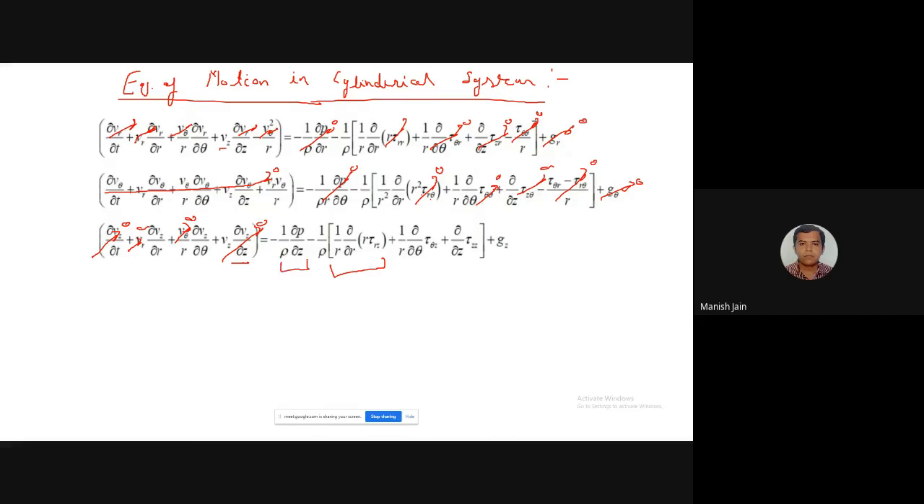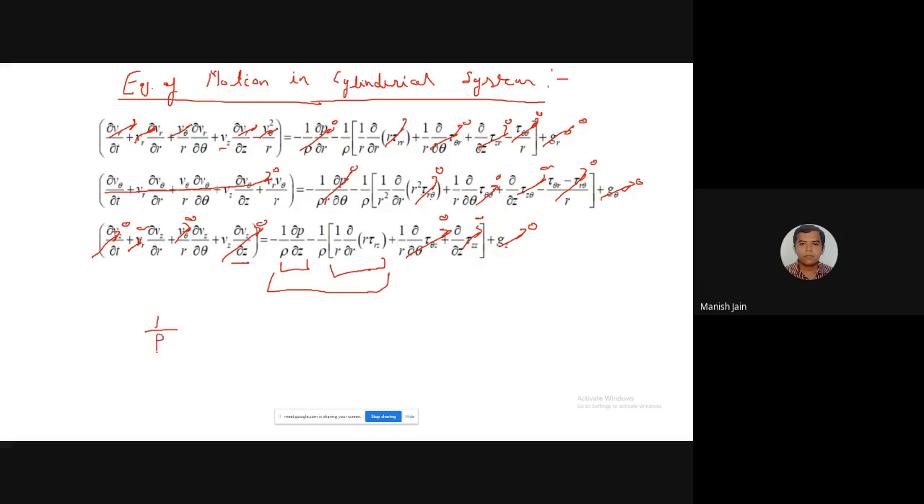This term will not be zero. This term will not be zero. Vθ ∂z is zero, Vz ∂z is zero, gz is zero. Okay, so you will get these two equations. Now you can solve. In the last class we had already solved this equation for the power law fluid. So when you solve this equation for the power law fluid, you will get the final equation.